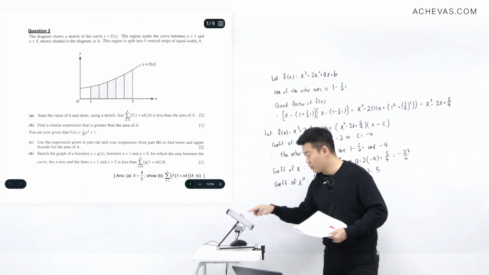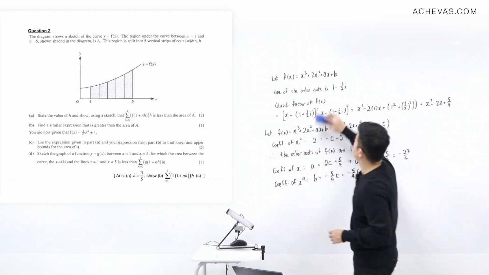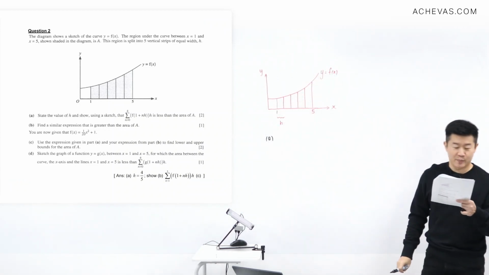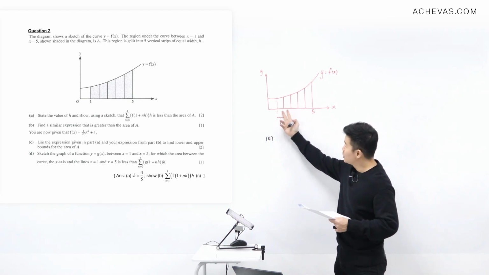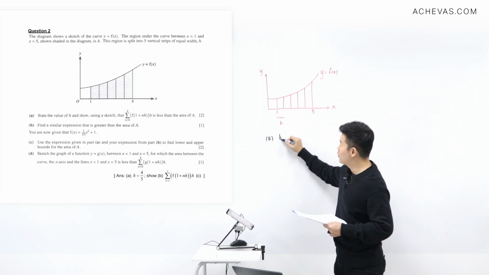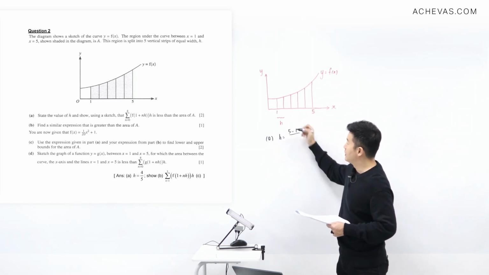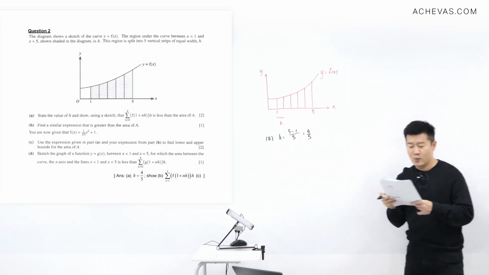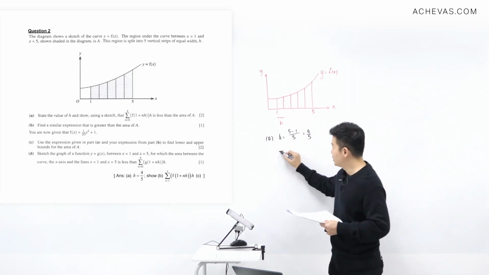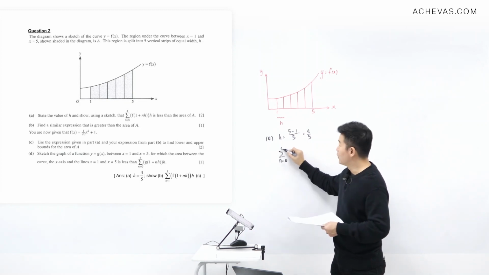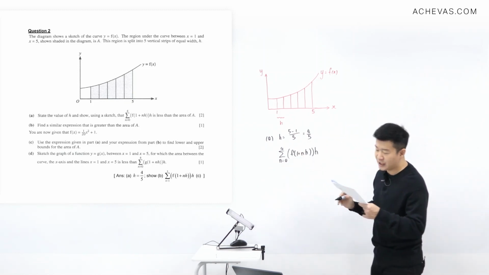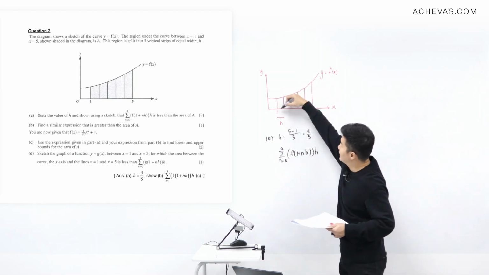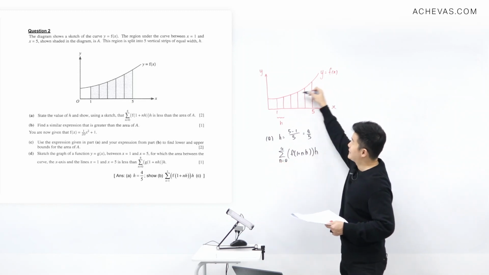Question number 2. Let's take a look at this. In part A, we are supposed to state the value of h, and according to the question, h represents this width here. So h will be equal to this distance, which is 5 minus 1, divided by 5 equal parts, so divided by 5. So h is going to be equal to 4 over 5. Next, we are supposed to show that this summation, the sum from n equals 0 to 4 of f(1 plus nh) multiplied by h, is less than the area of A, which is this area here. So we're supposed to show that this is less than this area.